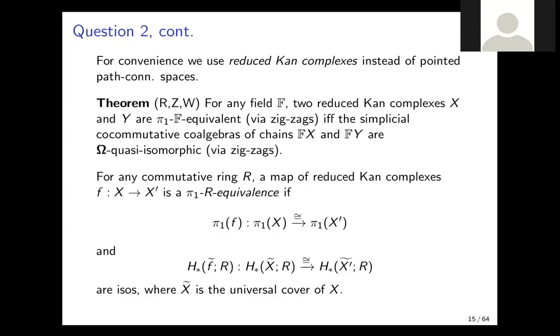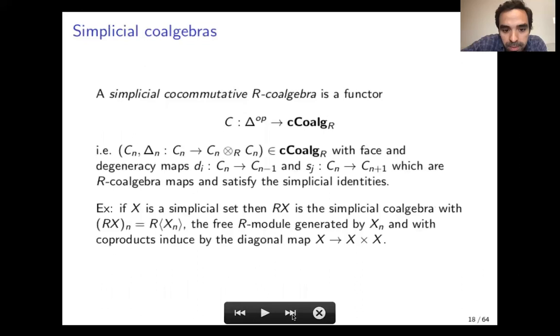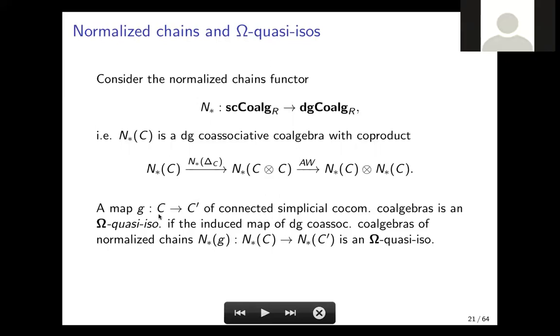I didn't hear you define what cobar is, or maybe I just missed that. Yeah, I did, but I will go through it again. It's here. So connected means that at degree 0 there is one copy of the underlying ring. But a map, you have again an omega quasi-isomorphism.